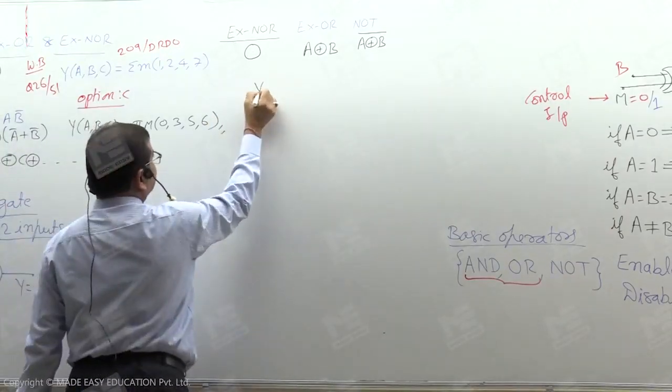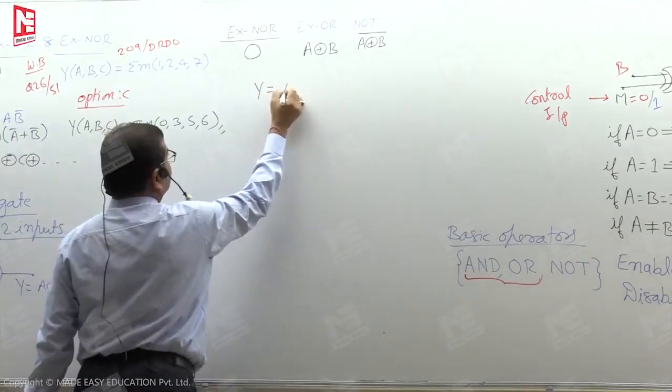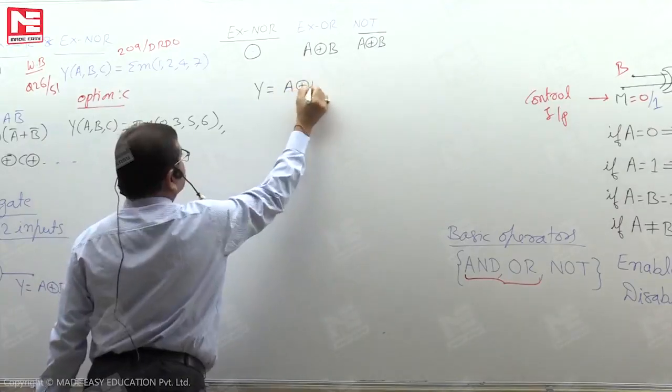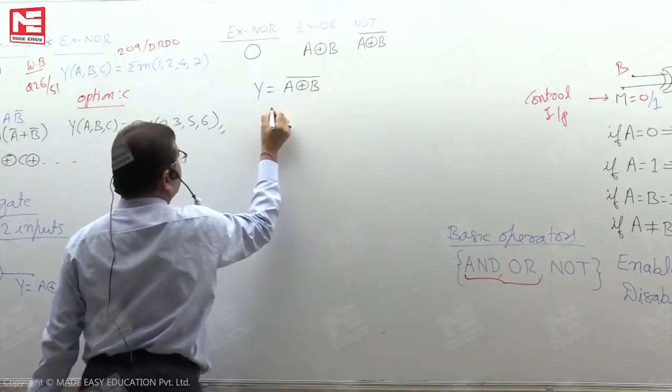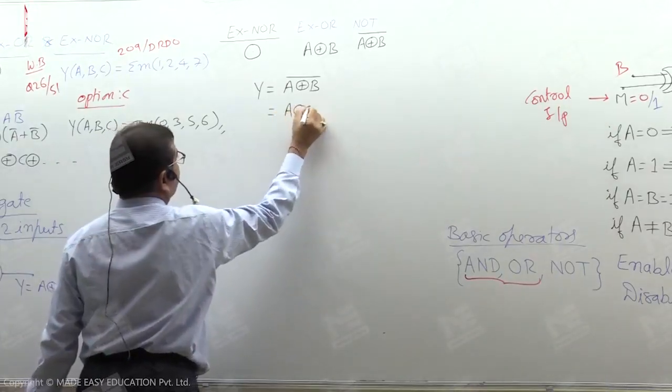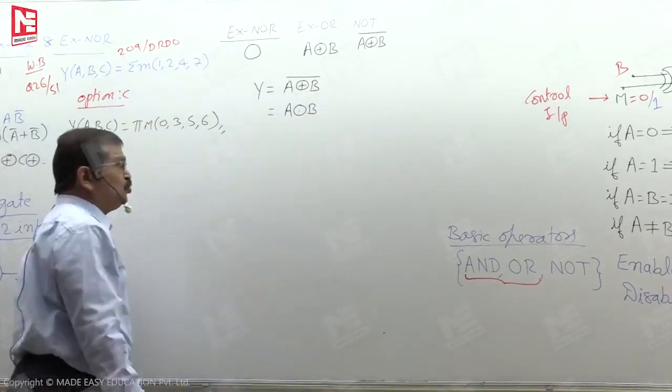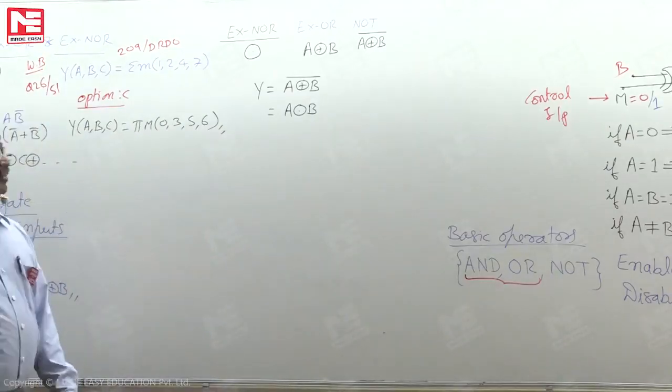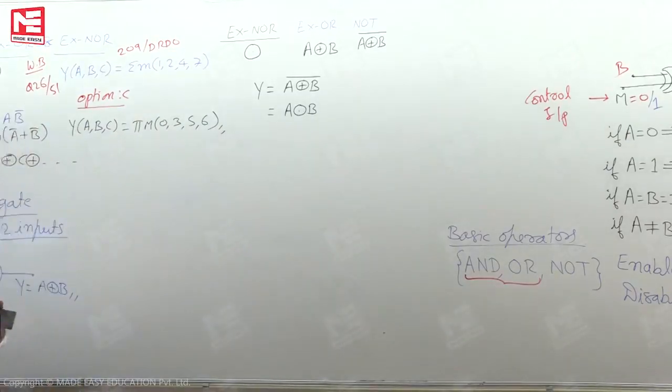Hence, the result Y we are speaking as A exclusive OR B complement, or by using this symbol, it is A exclusive NOR B. The exclusive NOR operation we are defining on only two variables. Why it is so, we'll speak later.